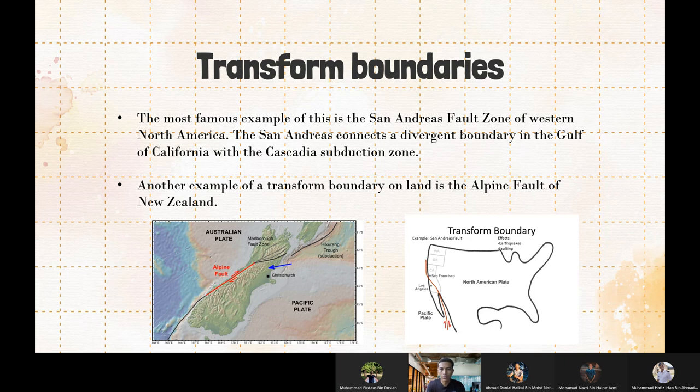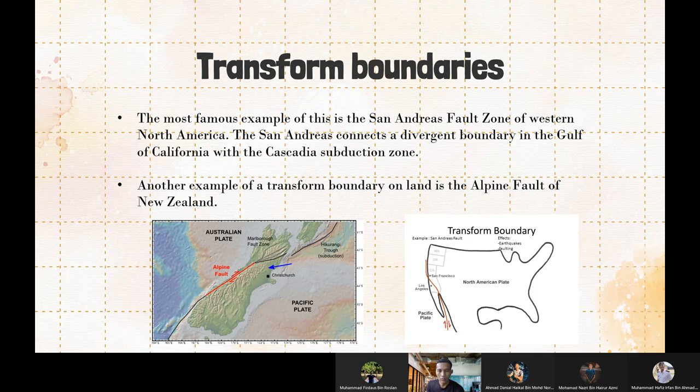Okay, first, transform boundaries. Transform fault boundaries can be distinguished from typical strike-slip faults because the sense of movement is in the opposite direction. A strike-slip fault is a simple offset. However, a transform fault is formed because two different plates are each moving away from the spreading center of a divergent plate boundary. A smaller number of transform faults cut continental lithosphere.